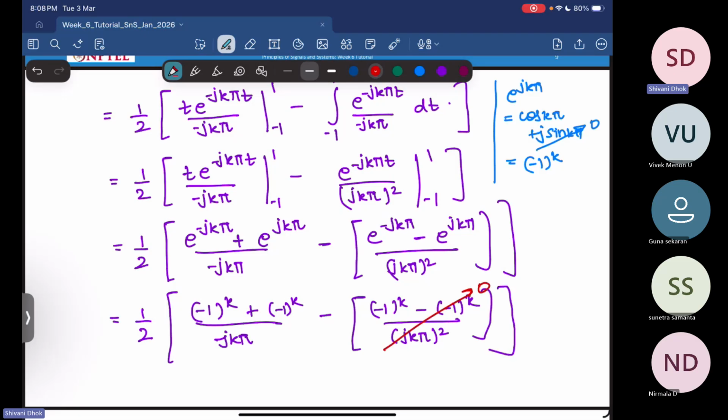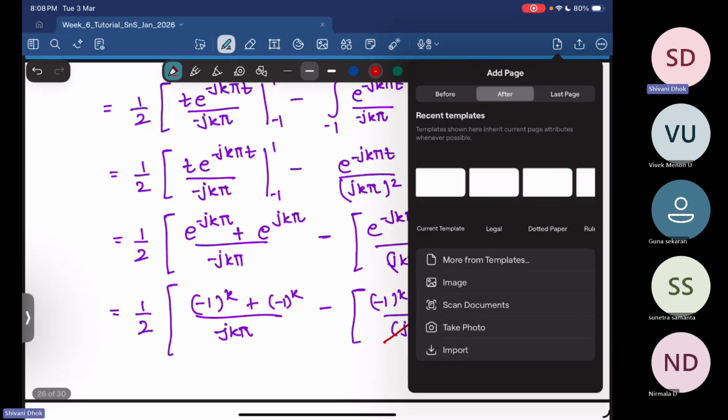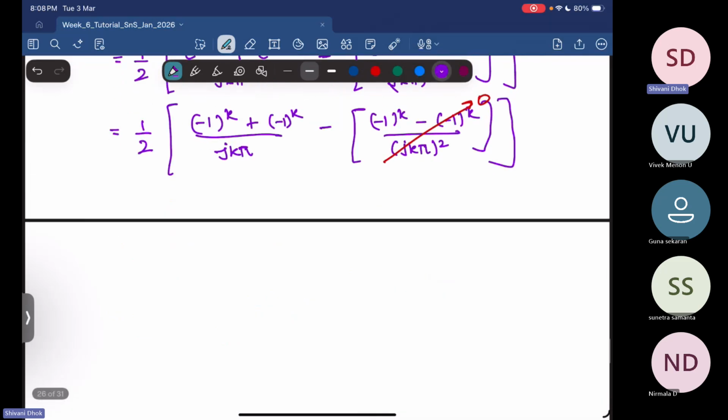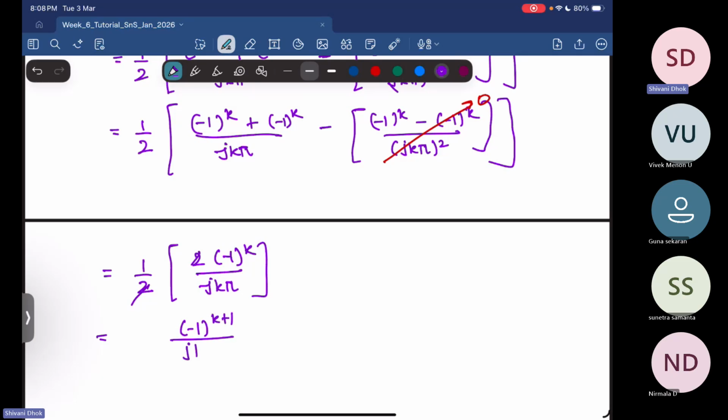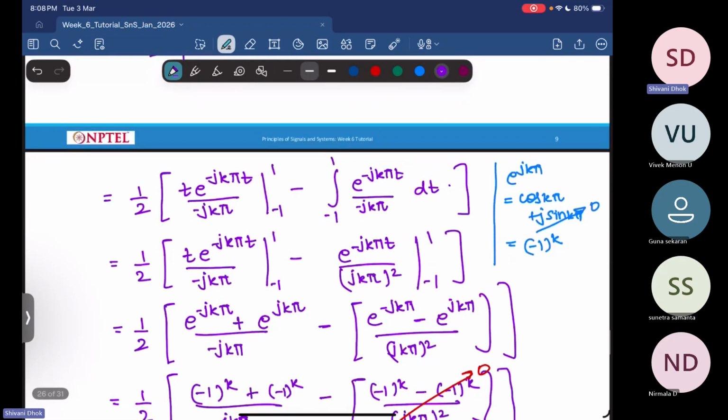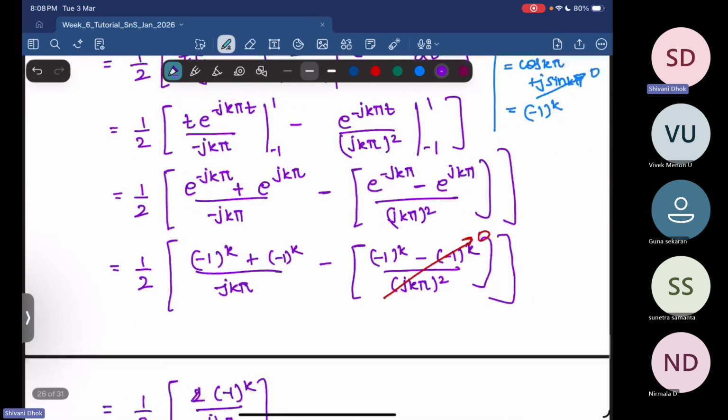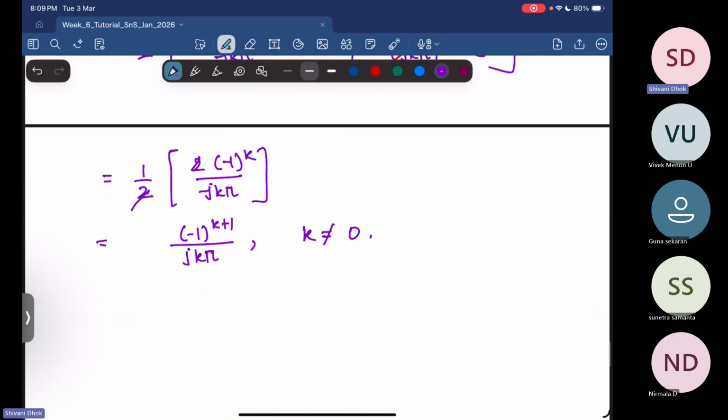So this goes to 0, and what we are left with is 1 by 2 into 2 times minus 1 to the power k upon minus j k pi. So this is nothing but minus 1 to the power k plus 1 upon j k pi. And again, k sits in the denominator, so this is valid only when k is not equal to 0. Right from the point we found this integral, we should keep in mind that this is for k not equal to 0, otherwise it is invalid, it goes to infinity.